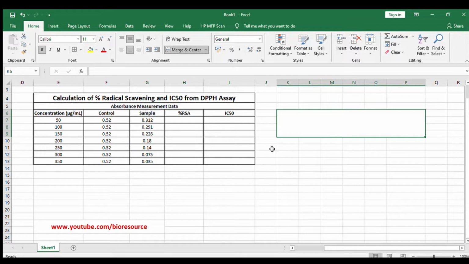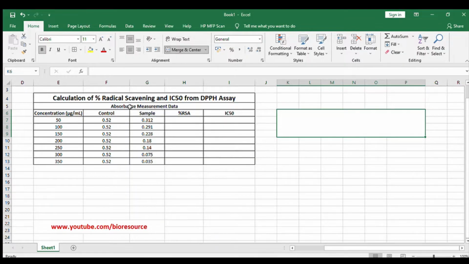I have made a video on the DPPH assay. If you have not seen that, I would highly recommend watching it first, before continuing with this video, and I will leave the link in the description below for better understanding. And if you have already done the DPPH assay and you want to use this for calculation, you can see the calculation in this video.